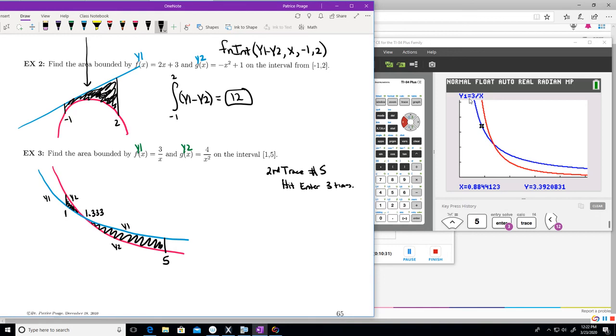And I'm going to have two parts here. For this first part, I'm going to be integrating from 1 to 1.333, the top equation minus the bottom. So start at the top of your page and come straight down to that spot. The first equation you're going to hit is Y2 minus the bottom equation. And then you're going to add to that the integral from 1.333 to 5. So the top equation here is Y1 minus the bottom one, Y2.